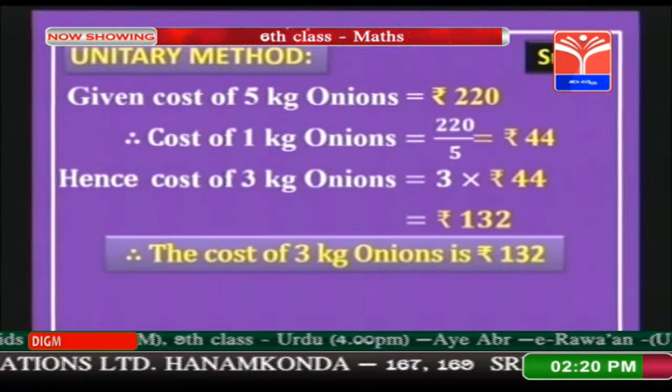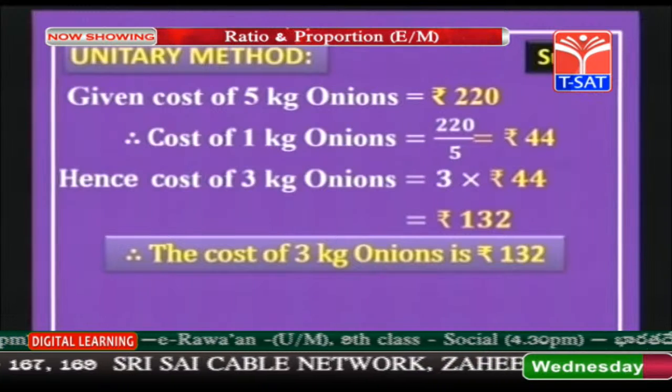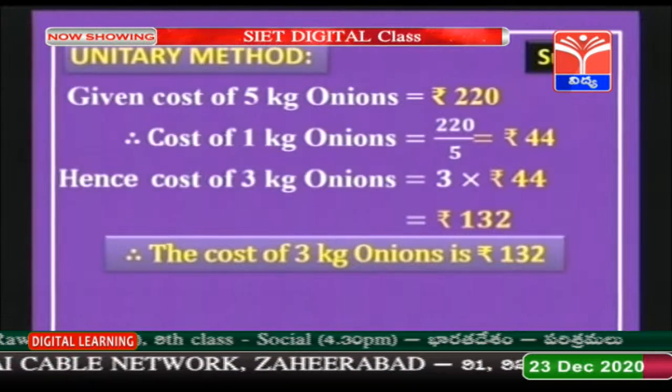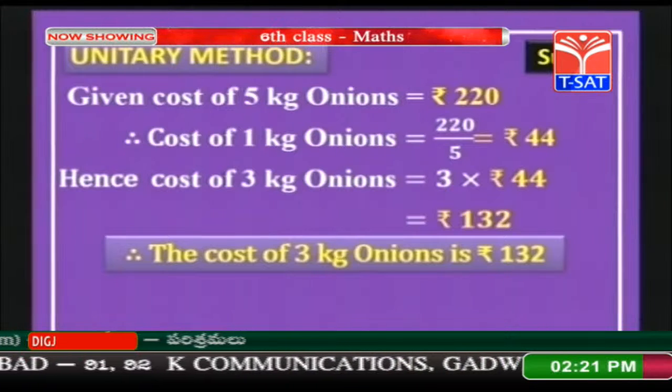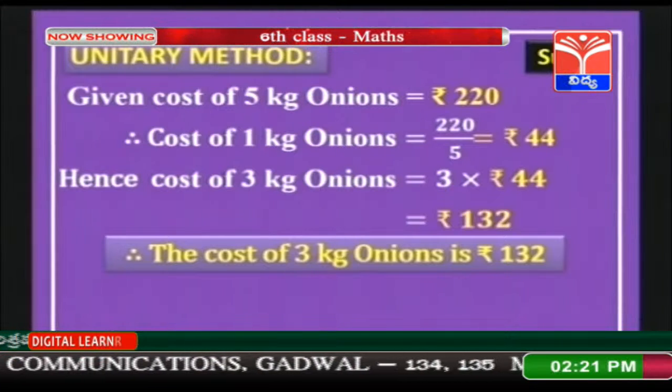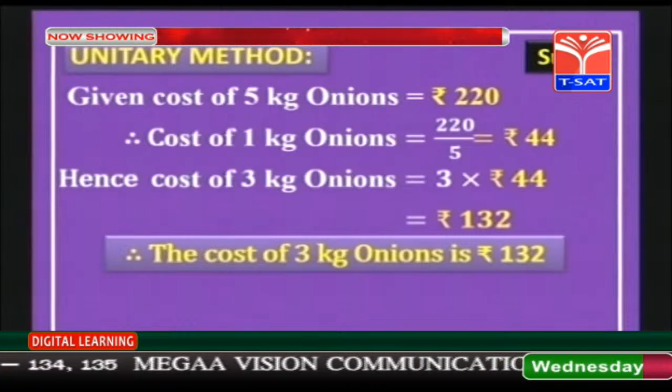Now in which case we have to purchase, children? Here it is 132 rupees, whereas in case of Shravya, it is how much? Yes, it is 150 rupees. So we purchase where actually Suraj has gone for shopping. Okay, children. So children, till now we have seen what is ratio, what is proportion and unitary method. Now we are going to apply these concepts in solving few examples.